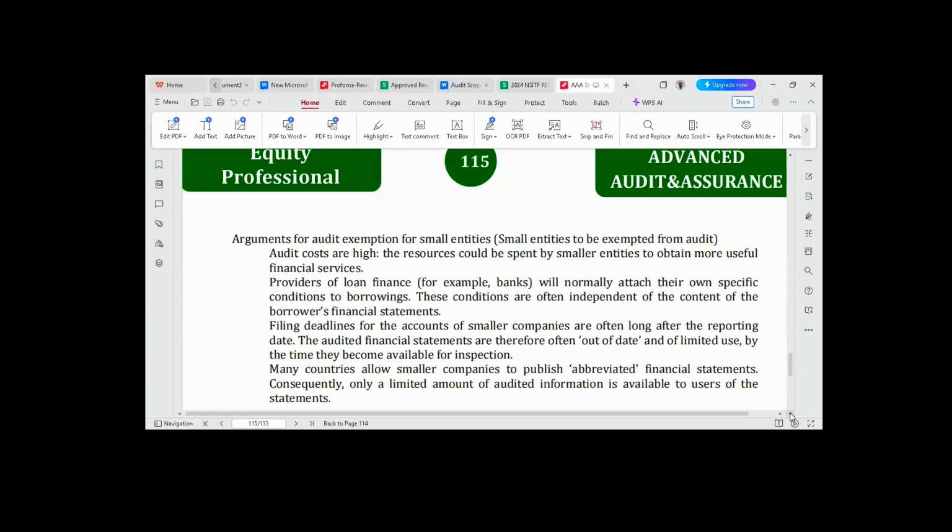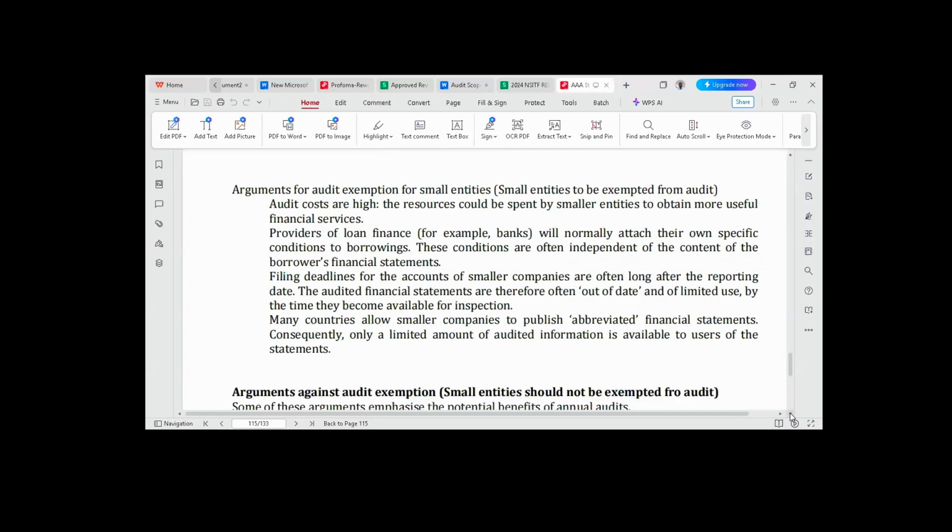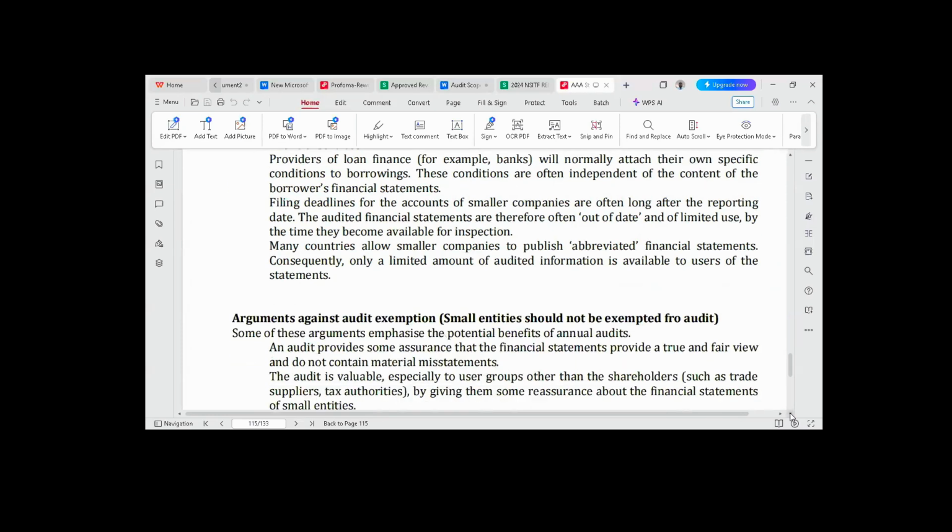Then another advantage is that many countries allow small companies to publish abbreviated financial statements, or what we call abridged financial statements. So you don't need to show us everything because your company is small. Just prepare a summarized financial statement for what? For publication. Okay? So those are the arguments for, which are more like advantages.